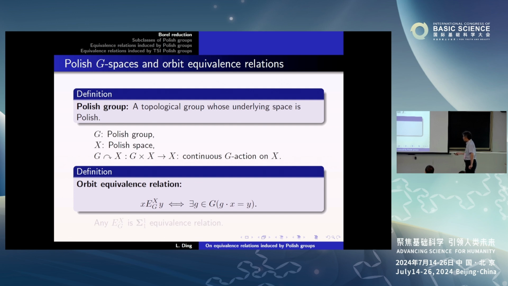Now, given a Polish G space, we can define an equivalence relation named orbit equivalence relation. X and Y are equivalent if and only if we can find g in the group such that g acting on X equals Y. This means X and Y are in the same orbit, so it's named orbit equivalence relation. We can easily see that all orbit equivalence relations are sigma 1 equivalence relations.